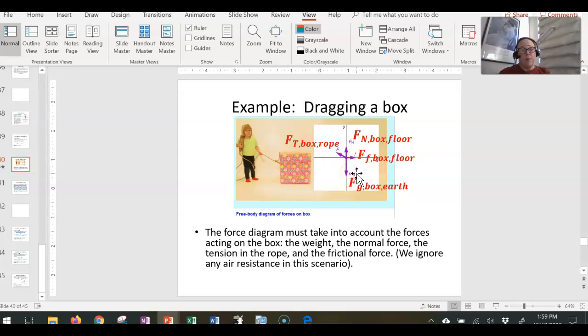And then the box is sitting on the floor, and so there is a normal force that the floor is exerting on the box.